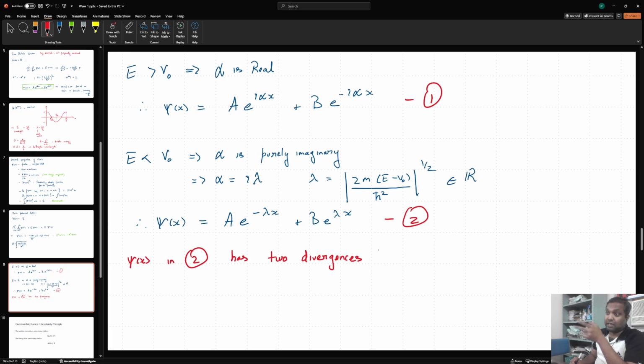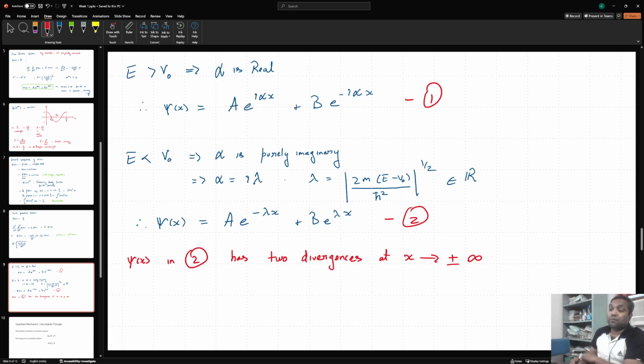Divergences. Namely, at x tending to plus or minus infinity. When x tends to infinity, this quantity becomes infinite. When x tends to minus infinity, this quantity becomes infinite. So now what do we do? What we will have to do is the following. Now that means A and B cannot have a constant value for all x.